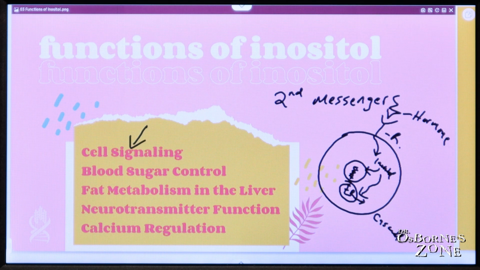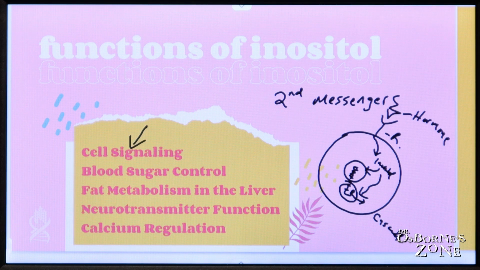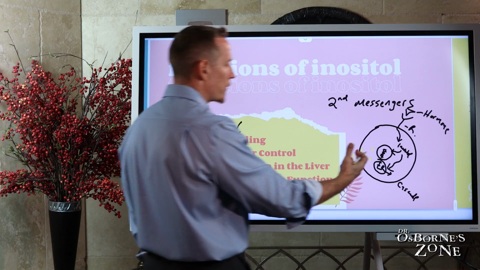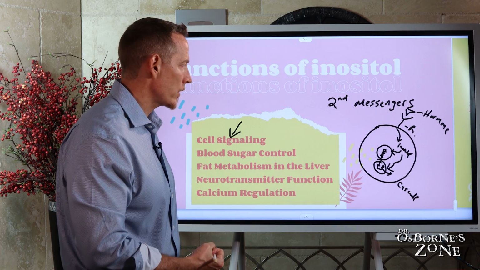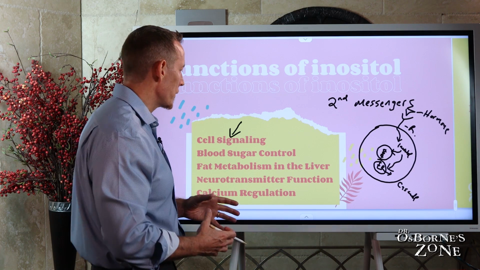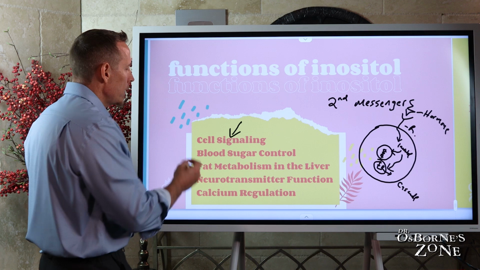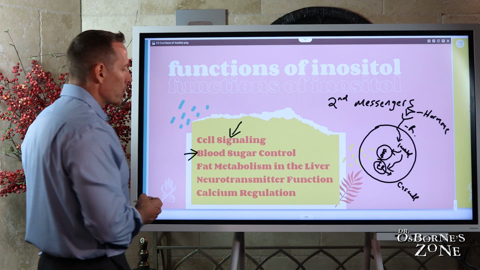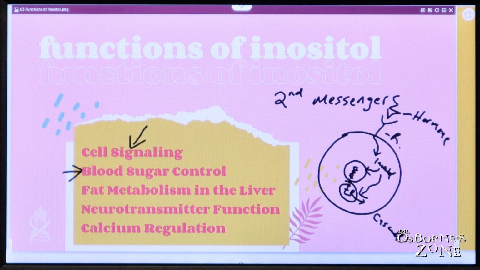So when we talk about cell signaling, it's actually the hormonal message that the cell receives, and then from there inositol delivers that message internally into the cell. So a lot of different functions rely on this mechanism. We also need inositol for the regulation of blood sugar. Specifically it plays a role in insulin sensitivity.